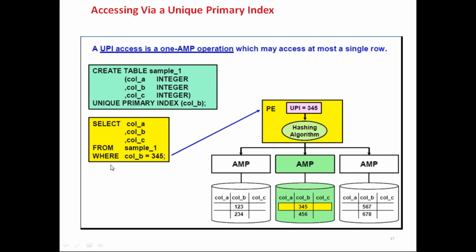So you can see the other example. We have a create table here with a unique primary index on column B, and we are starting insertion of the data. The UPI value 345, for example, is given as input to the hash algorithm, and the hash algorithm has determined AMP number 1 as the data storage AMP for this record, which has the primary index value 345. So 345 is stored here. Similarly, all the rows are hashed by the hash algorithm and distributed across all the available AMPs.